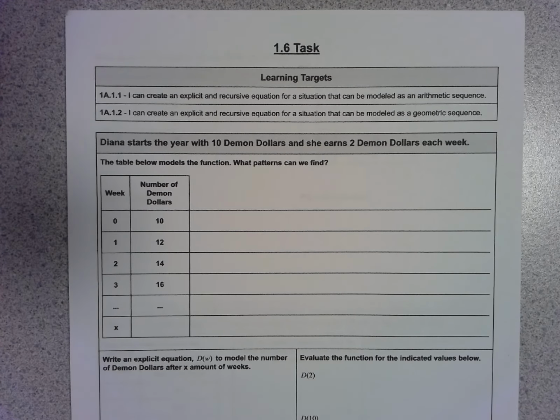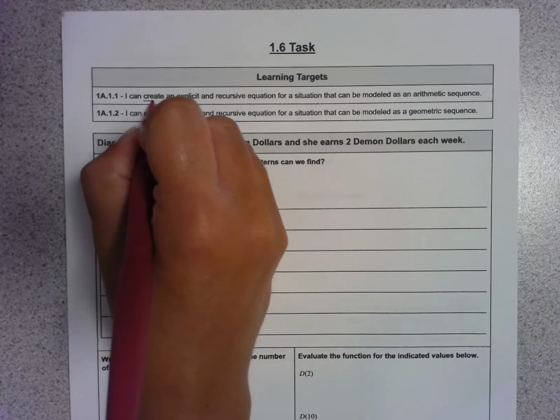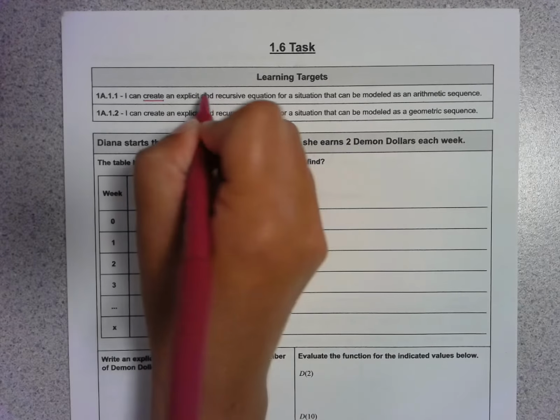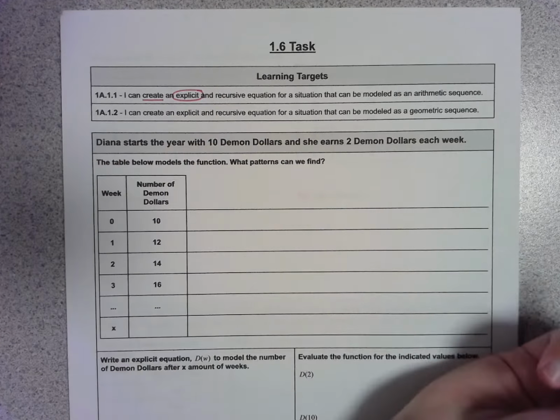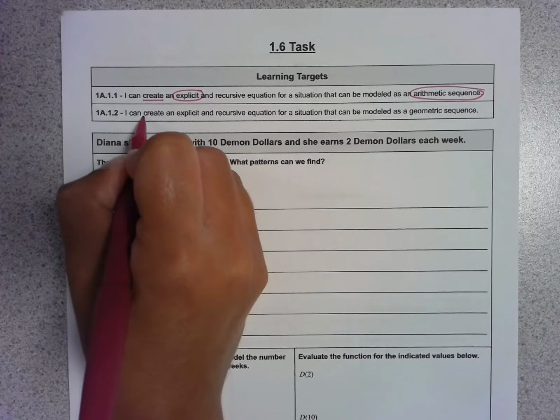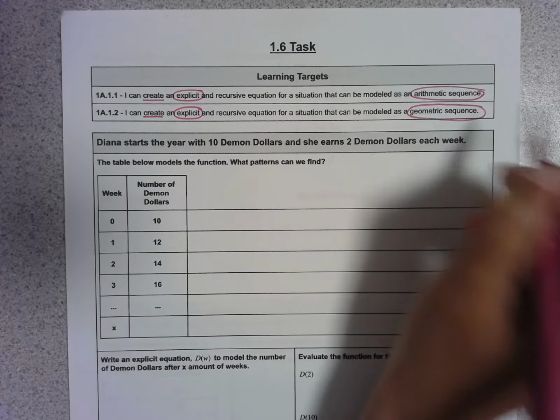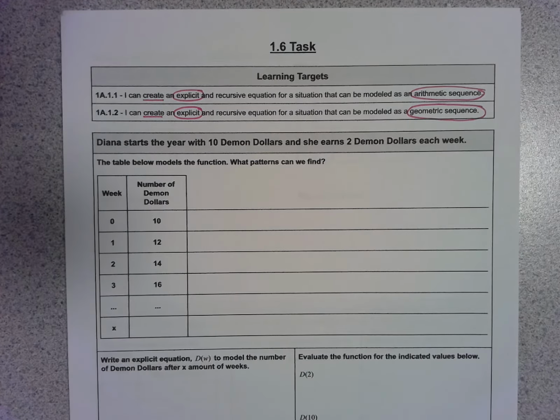Now, today we're going to focus on what are called explicit equations. So our goal is going to be to create, which means to make, an explicit equation for both arithmetic sequences and create an explicit equation for geometric sequences. So we're going to look at both types of sequences that we've been learning about, and we're going to be working on creating explicit equations for these scenarios.